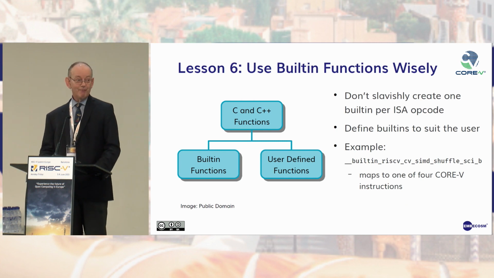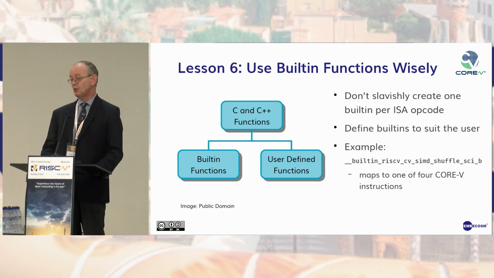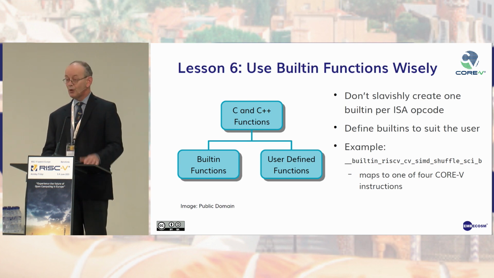Built-in functions. RISC-V loves built-in functions. It's tempting to just slavishly do a built-in function for every instruction. They're there to help the software user. They're not there to mimic the hardware. So think about what you want to use your built-in functions for. So for example, Core 5 has its SIMD that has 4 shuffle instructions. Why does it have 4 shuffle instructions? Because there are 256 shuffles you can do, but there's only a 6-bit constant, so you divide it into 4 instructions, each with 64 of the ones you can do. Don't make 4 built-ins. We have a single built-in. It looks at the constant and works out which of the 4 instructions to generate.